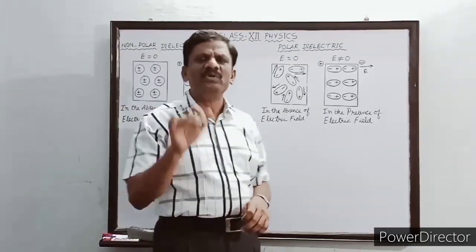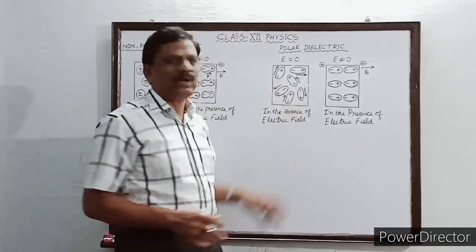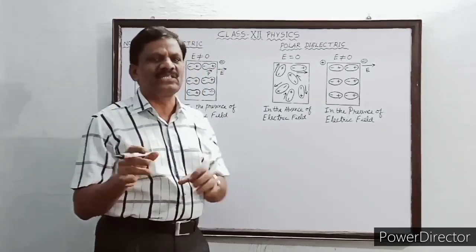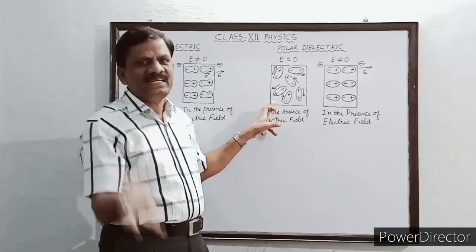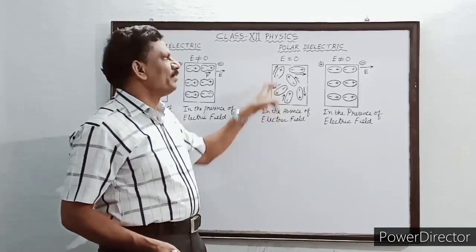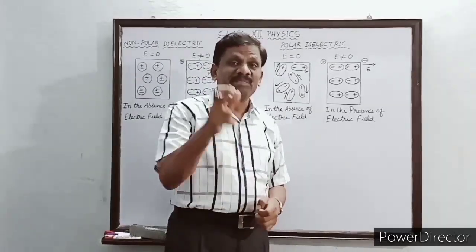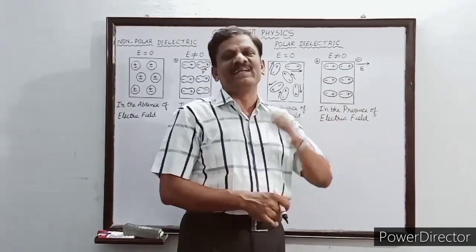Though every individual molecule possesses an electric dipole moment, they orient themselves in random directions. This is because the direction of the dipole moment for every molecule is not the same, it is in different directions. This happens in the absence of an external electric field. Now, what will happen when such a polar dielectric is placed inside a uniform electric field?